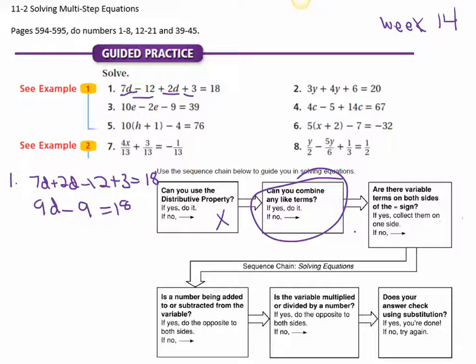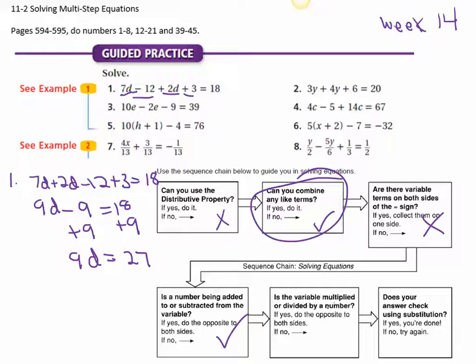Okay, now we go to the next step because we did this step. Are there variable terms on both sides of the equal sign? Well, we've got d here, but that's the only d there is. So we don't have to do this step. So now we come down here. Is there a number being added to or subtracted from the variable? Well, yes, we have a minus 9. So we need to add 9 to both sides. And this would be 27. So we did that step.